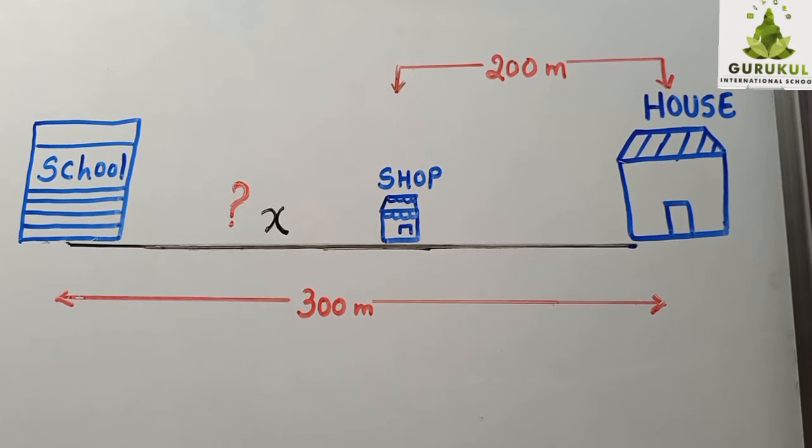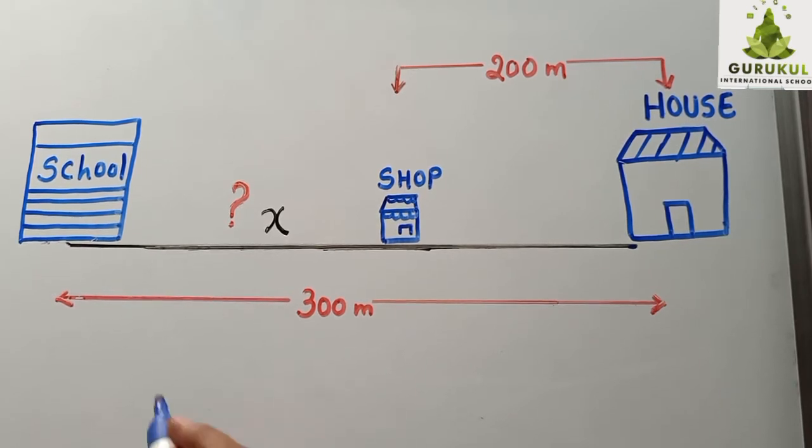So see this one now, x. This distance from here to here is x plus 200. What is this? From the shop to this is 200 meters. So x, this distance, plus from here to here is 200, is equal to the full distance. Is that clear? So that forms an equation.